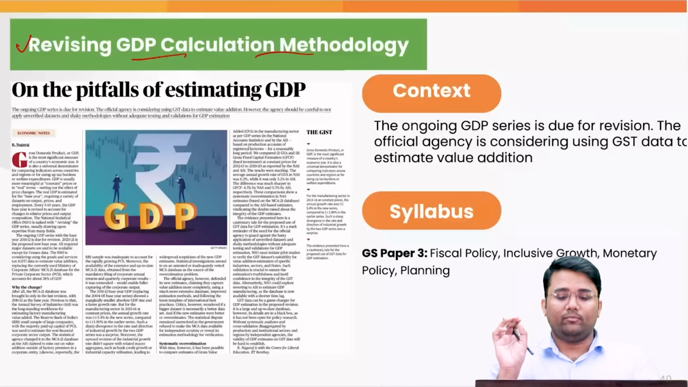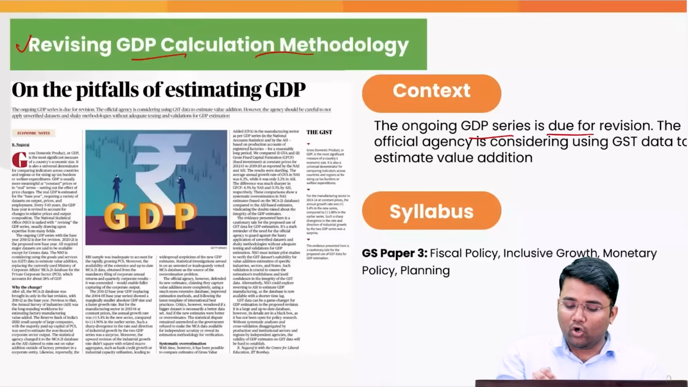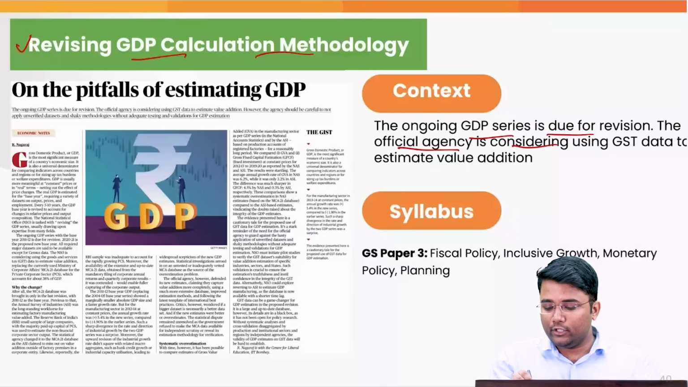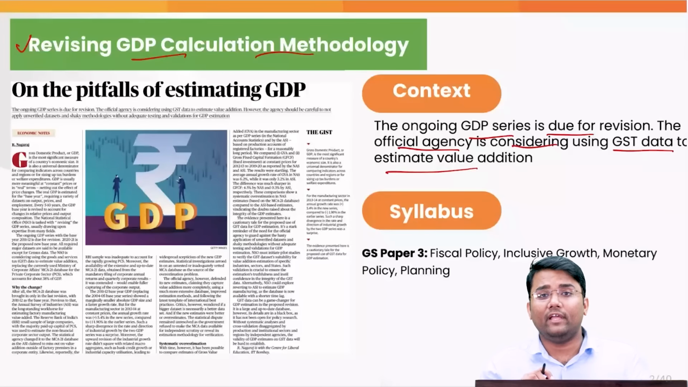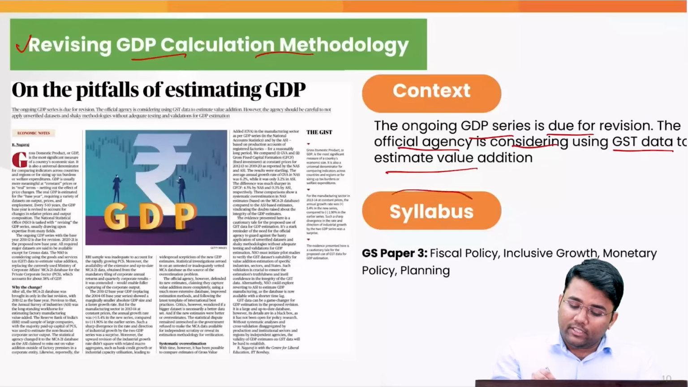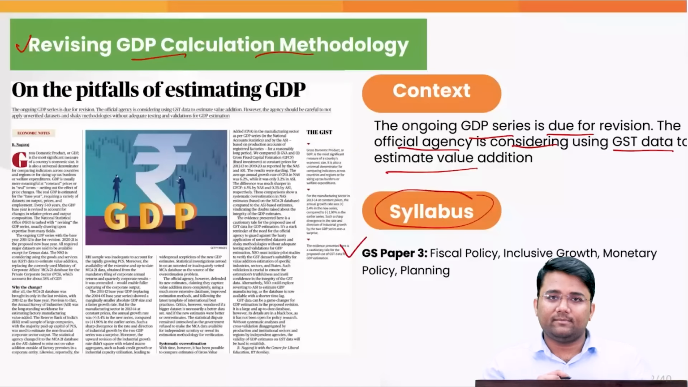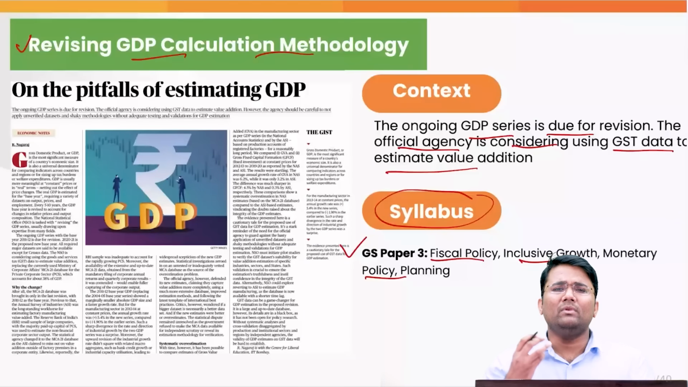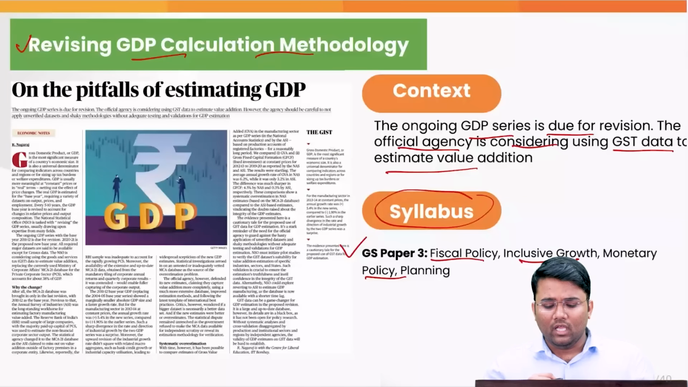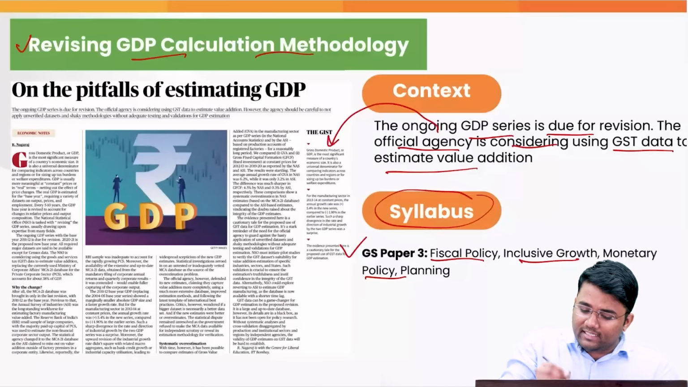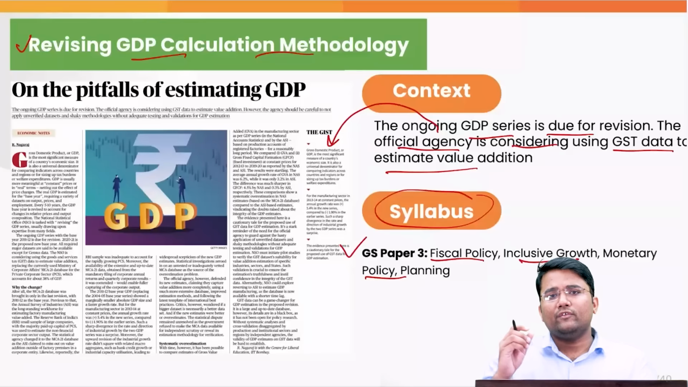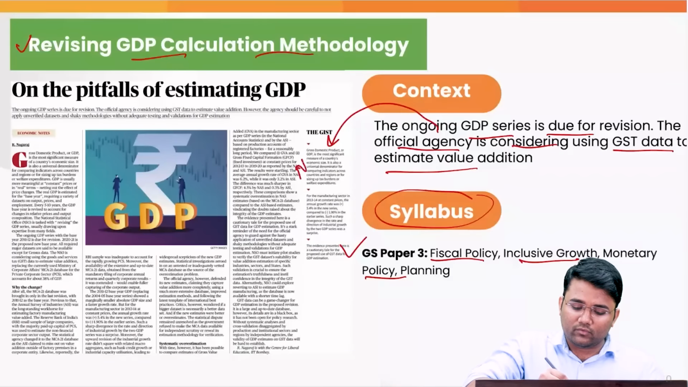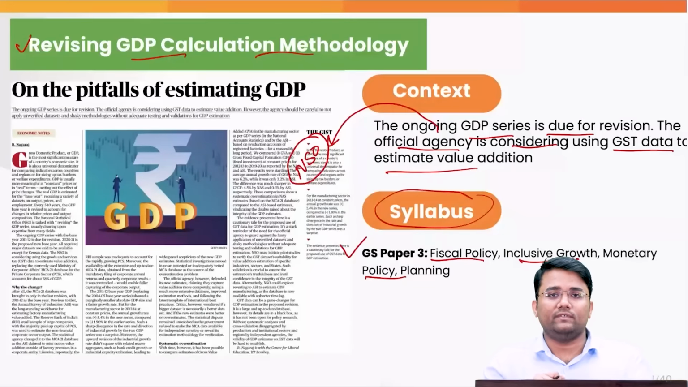The context of this topic is that the ongoing GDP series is due for revision and the official agency is considering using GST data to estimate the value addition. This particular topic pertains to the syllabus of your GS paper 3: fiscal policy, inclusive growth, monetary policy, planning, mobilization of resources, etc. Now, which is this official agency which is thinking of going for this revision? This is the NSO or National Statistical Office, which calculates the GDP.